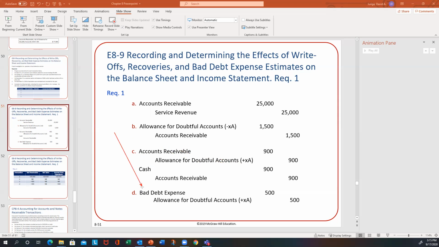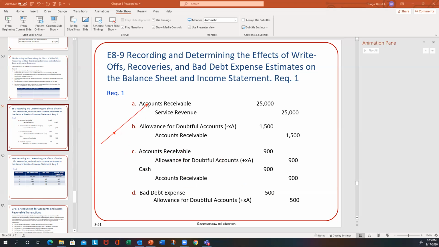And then the last one, they just said, go ahead and record your adjusting entry. So notice that's bad debts expense, debit, credit the allowance account for 500. Those would be the entries you would record. And then the next slide is just going to show you the effects on net receivables, net sales, and income. So again, you just have to know how these are classified.